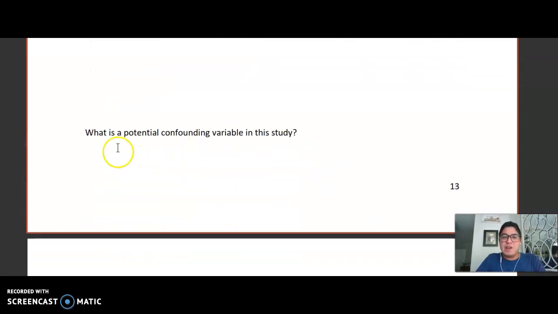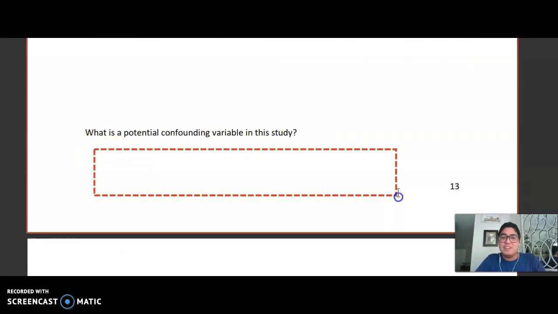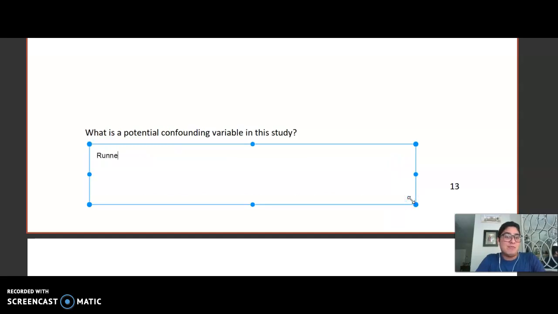Now, a potential confounding variable in the study, since we just took 100 volunteers, would be runner status, right? This would be an example of like our health. So maybe better runners would have quicker times regardless of the shoe.